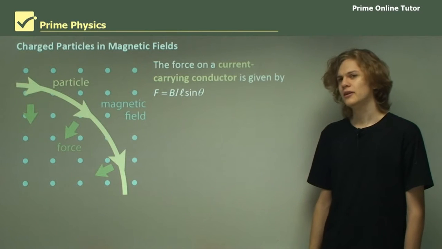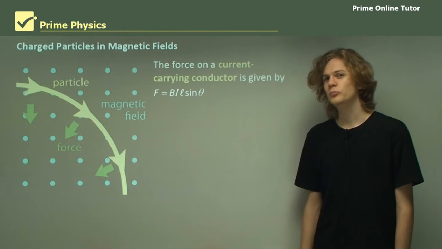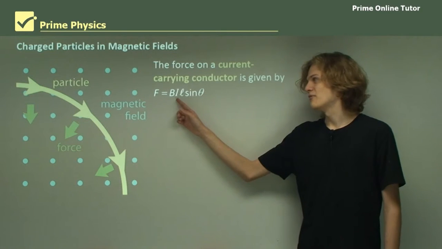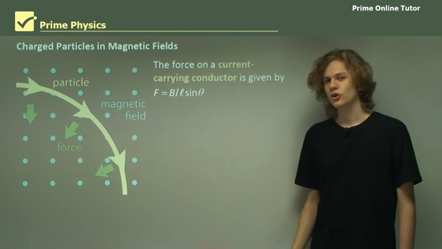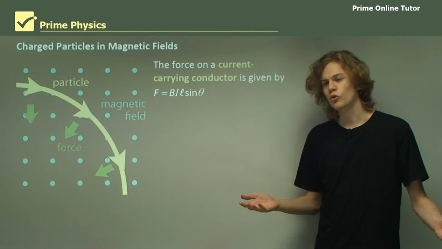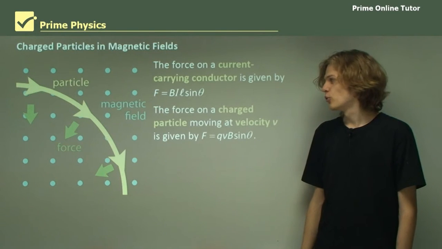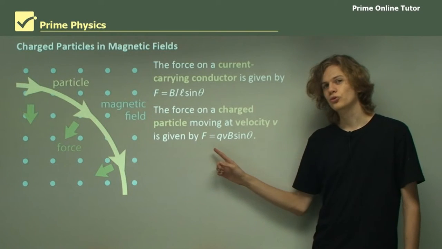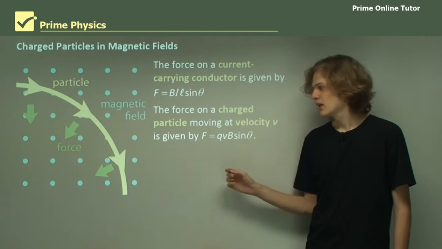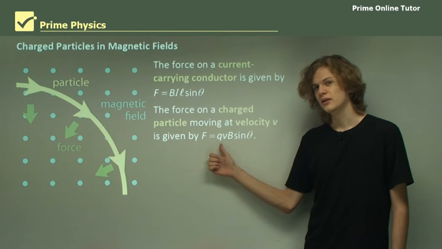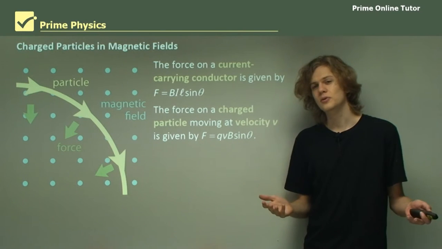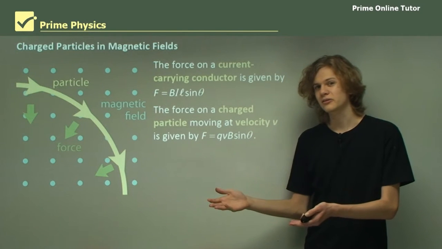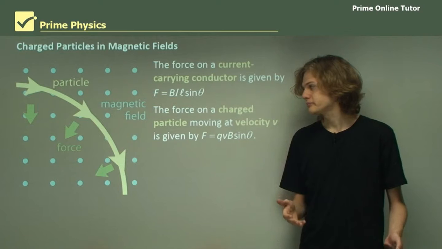Now, the force on a current-carrying conductor is given by F equals BIL sine theta. A charged particle doesn't have a current or a length, so instead it must have a different formula. We find that the force on a charged particle moving with a velocity v is given by F equals qvB sine theta. Because there's a v in this equation, if the particle is not moving, it will not experience a force, just like a current-carrying conductor without a current does not experience a force.